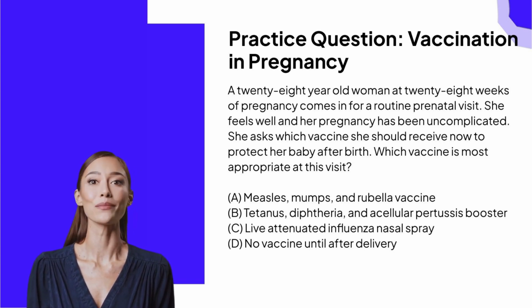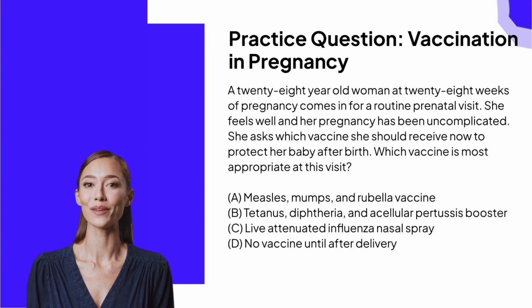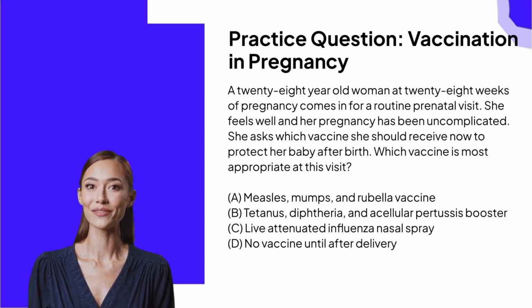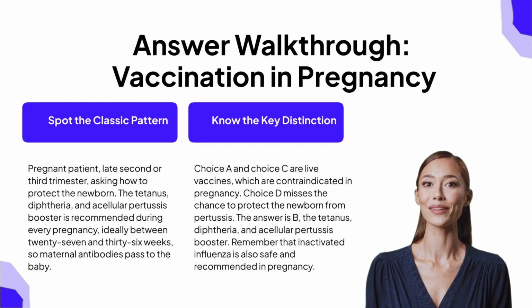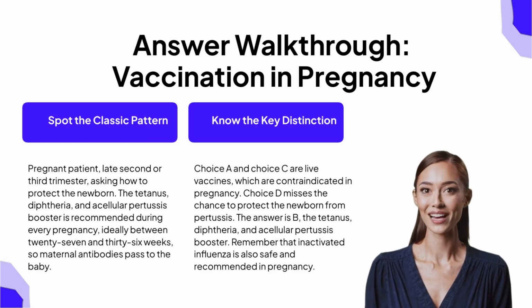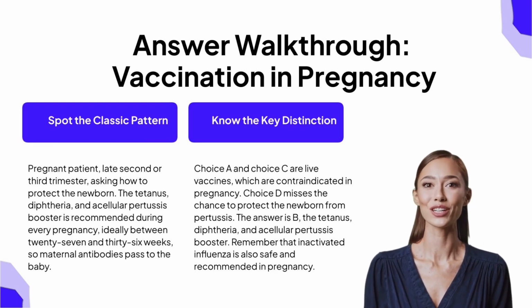Your choices are measles, mumps, and rubella vaccine, the tetanus, diphtheria, and acellular pertussis booster, live attenuated influenza nasal spray, or no vaccine until after delivery. Think about which vaccines are safe in pregnancy and which one protects the newborn. Let us walk through it. Spot the pattern. A pregnant patient in the third trimester asking how to protect her newborn.